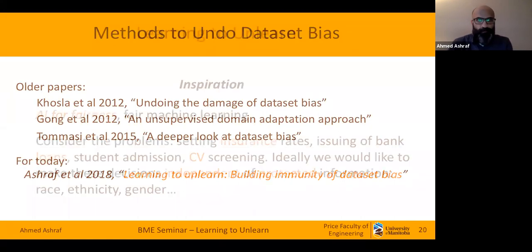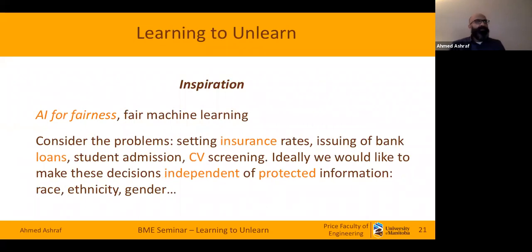So let me tell you what was the inspiration behind this method. There is a growing field in AI, which is called AI for fairness, or sometimes called fair machine learning. There are dedicated conferences only for fair machine learning, and these are basically methods which are built usually for these kinds of problems.